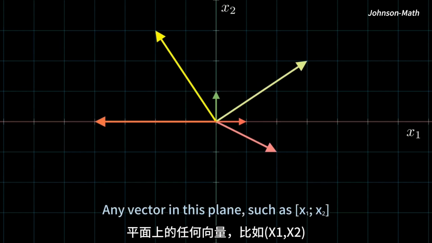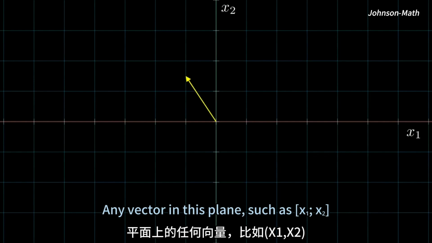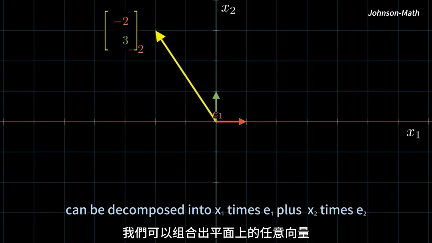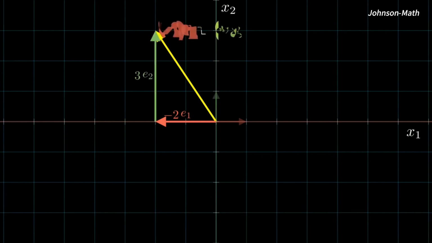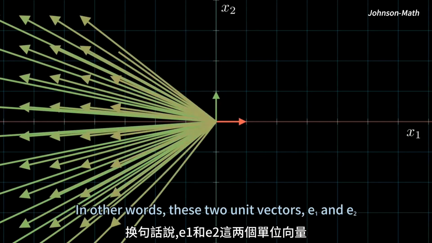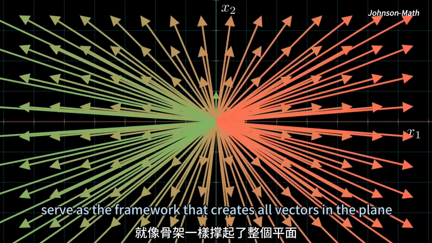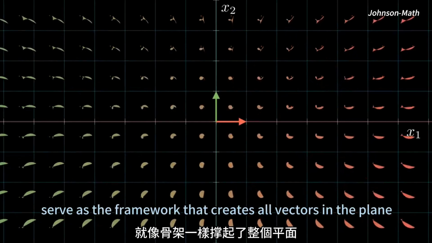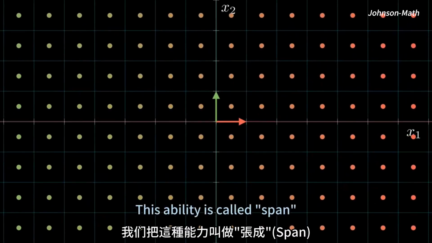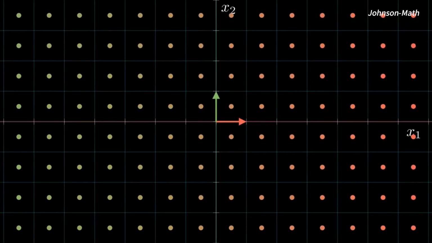Any vector in this plane, such as x1, x2, can be decomposed into x1 times E1 plus x2 times E2. In other words, these two unit vectors, E1 and E2, serve as the framework that creates all vectors in the plane. This ability is called span.